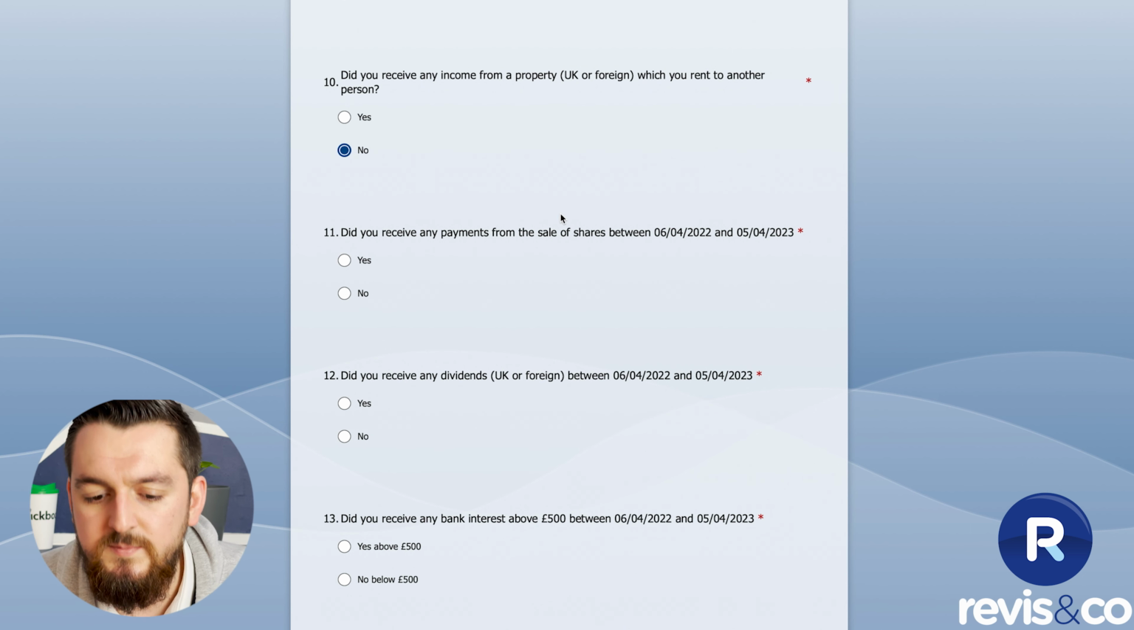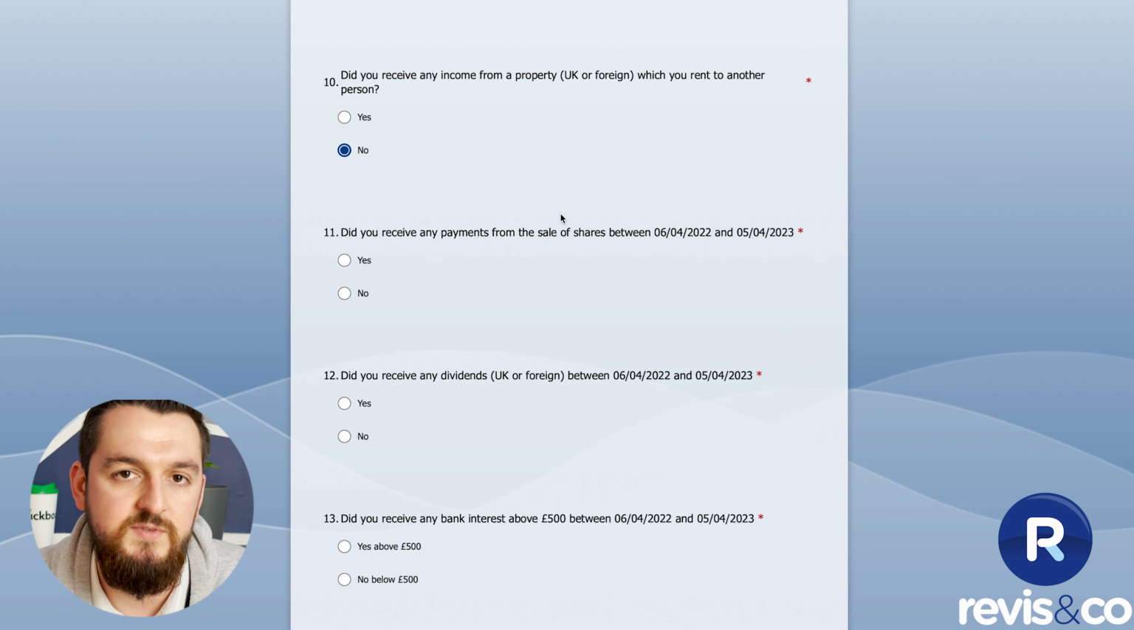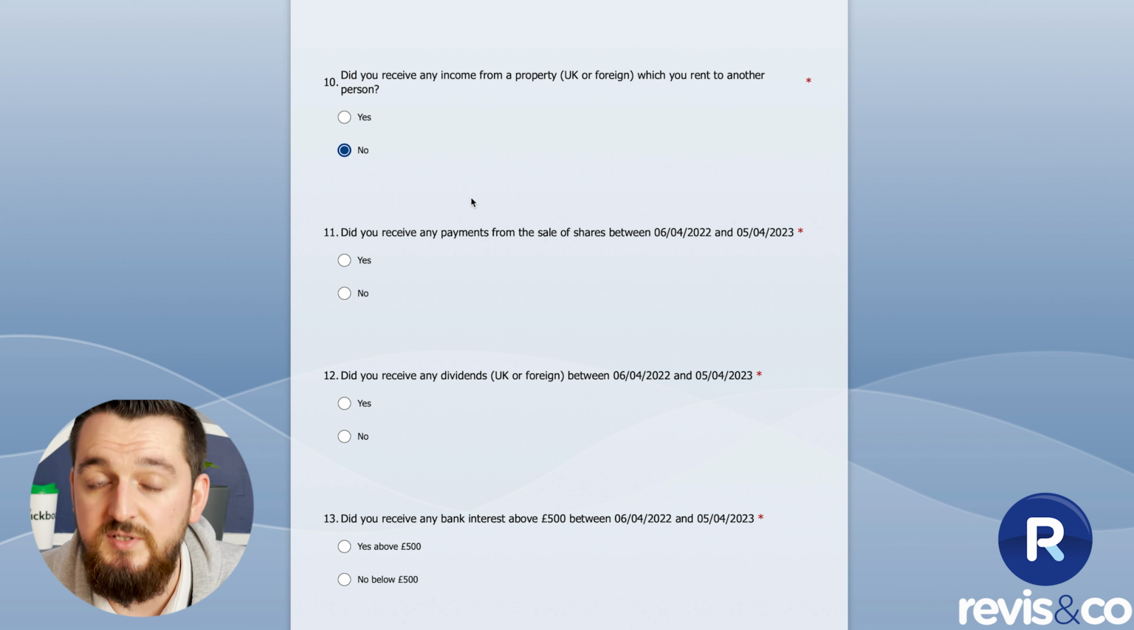Did you receive any payments from the sale of shares? If you sold any shares, again, you will know this if you have done it, then just click yes here, because then there is a capital gains calculation that we'll potentially need to do for you to work that out. Again, I didn't, so I'm going to put no.